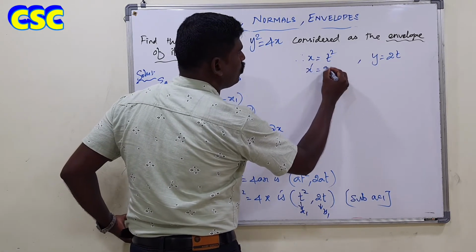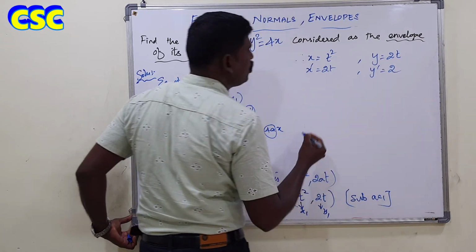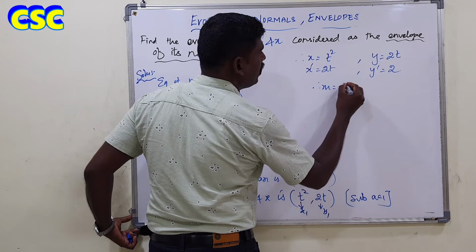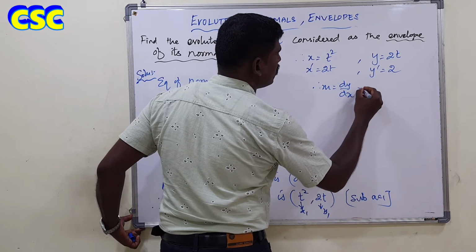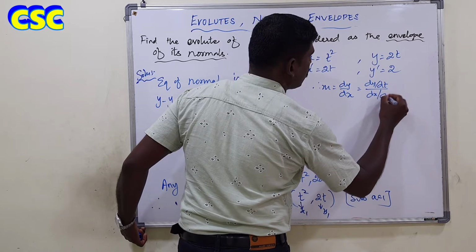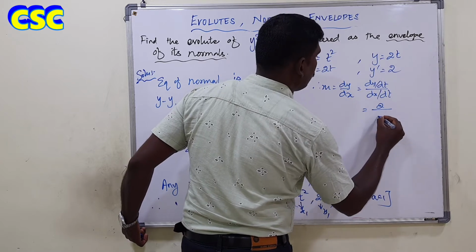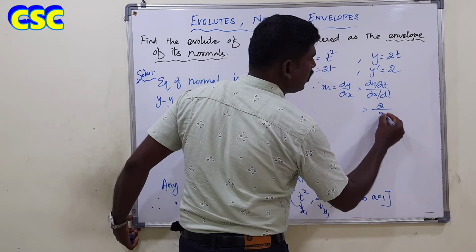So x dash is equal to 2t. Now y dash, the differential with respect to t, becomes 2. Therefore, what is m? m is nothing but dy by dx, that is equal to (dy by dt) by (dx by dt). What is dy by dt? That is nothing but y dash, that is 2, divided by dx by dt, which is x dash, that is 2t.